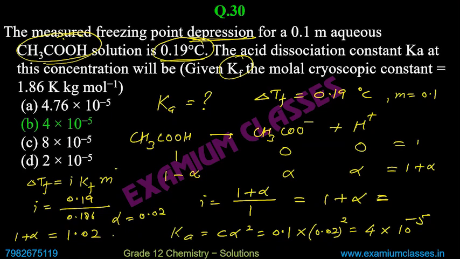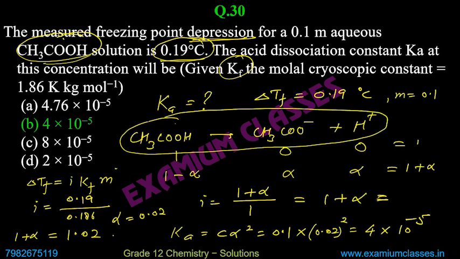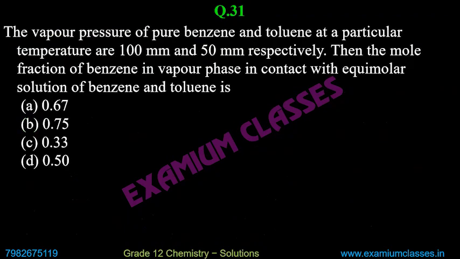So the unknown was I. So you calculated I. Then you got the value of alpha. You got the I from this equation also. The value of I from this equation. Equated both values of Van't Hoff factor. Got the value of alpha. Substituted that value of alpha here to get the constant. Dissociation constant.